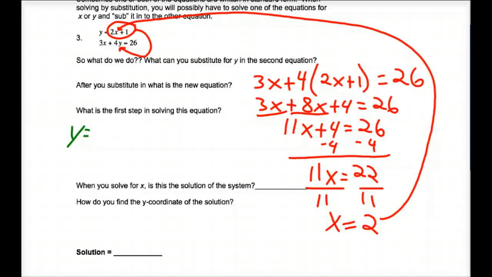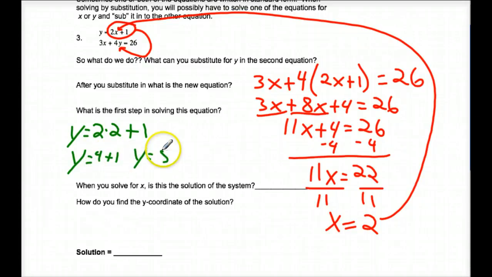Excellent. And again, I think you guys will do a lot of that in your head. Notice, it's just a coincidence. Both the coefficient of x and the x are both 2. That doesn't happen every time. And then how much is that, Phoebe? y equals 4 plus 1, which is 5. y equals 5.